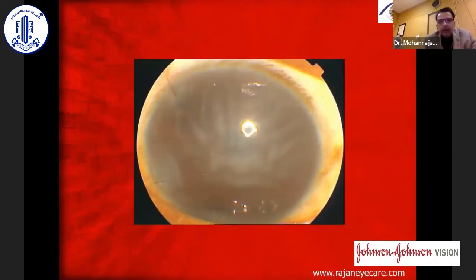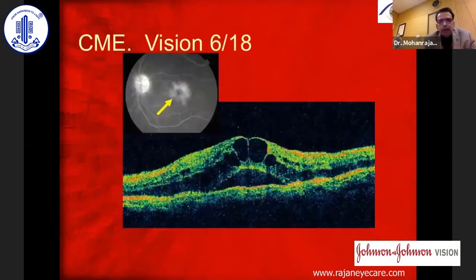When you have a corneal edema like this, you can end up not only with a corneal edema, you can also have a cystoid macular edema. And because of that, the patient's vision dropped by a few lines, and it is 6 by 18.